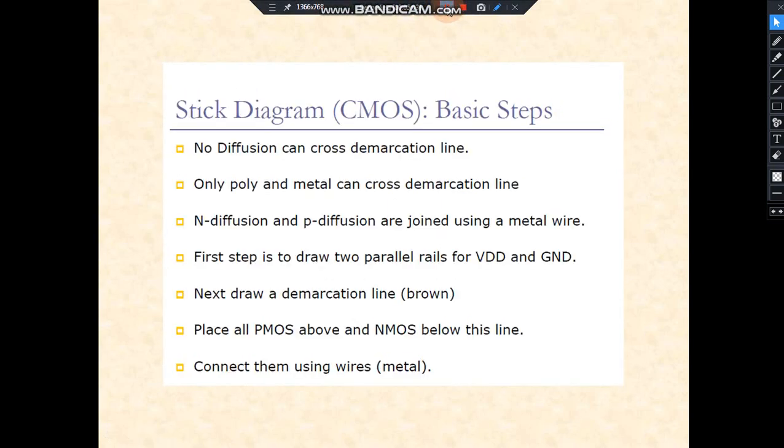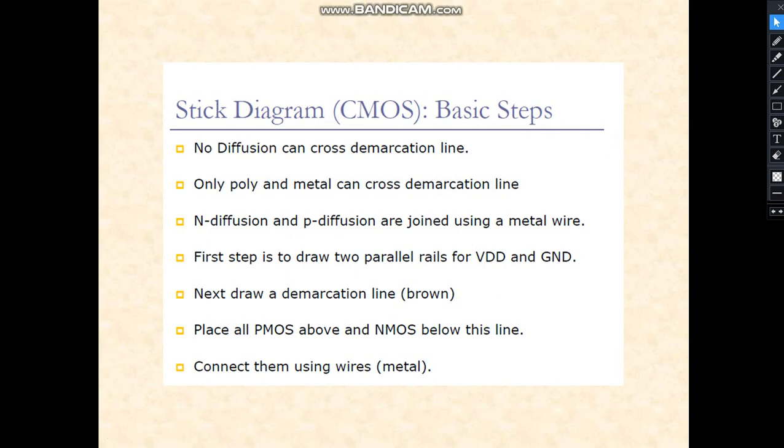Next point is that no diffusion can cross the demarcation line. So we have to use yellow color for PMOS and green color for NMOS. We can't cross these diffusion lines, this yellow and green, over the demarcation line. Only polysilicon, means red color, and metal can cross the demarcation line. N diffusion and P diffusion are joined using a metal wire. So for the connection of the N MOSFET and the P MOSFET, we have to use a metal wire.